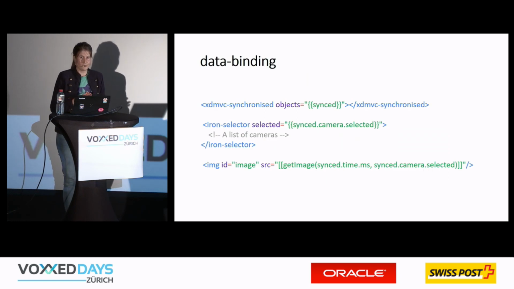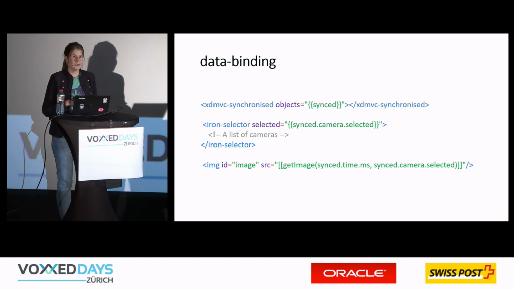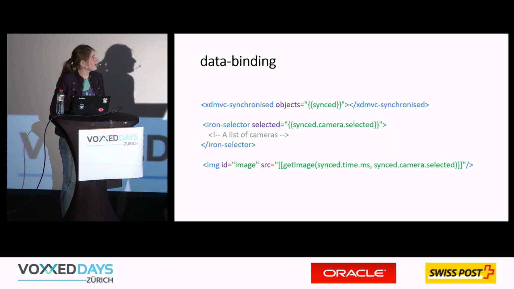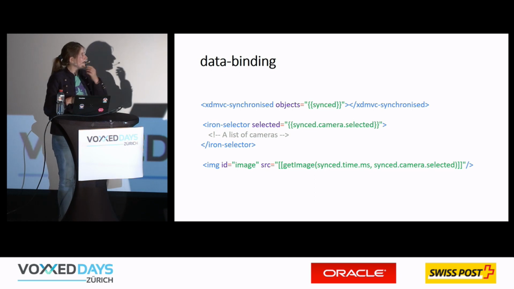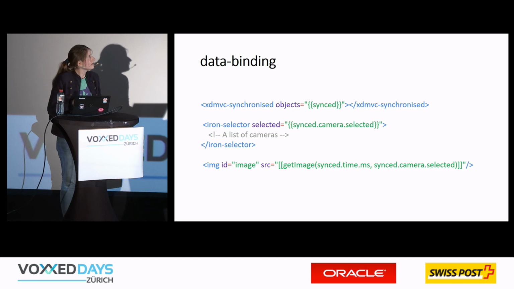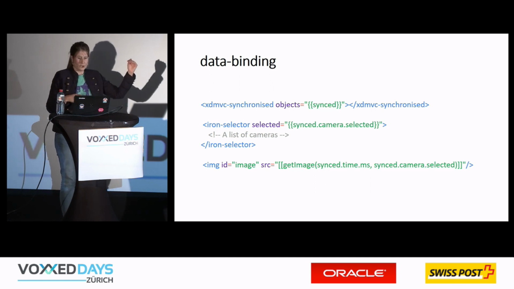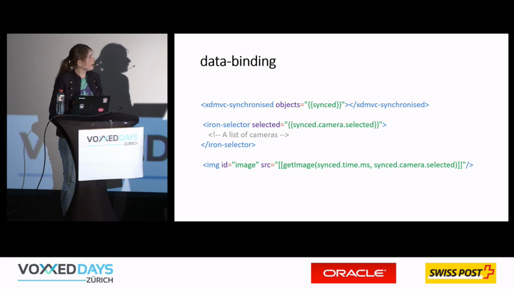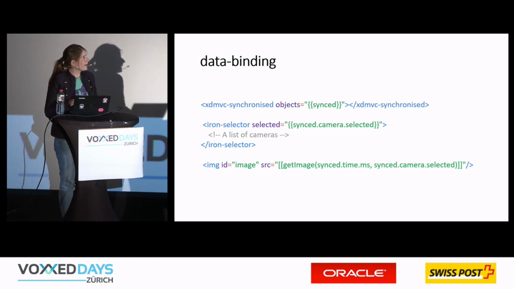And most frameworks offer some sort of data binding mechanism. And we use this mechanism to let developers specify what should be synchronized. So with our library, they can bind to this synchronized component and then use that again in other places. So what you see here is Polymer code, and it's actually from the webcam application.